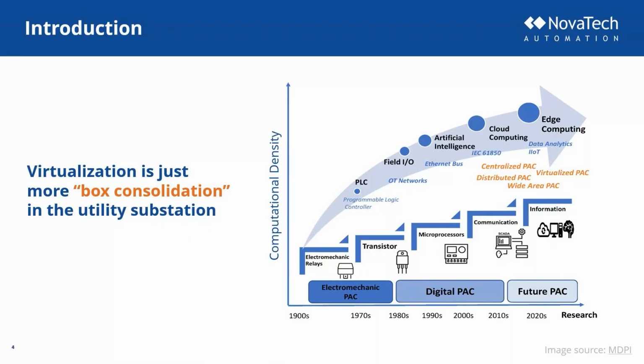Growth in communications, networking, and compute technologies has led to greater advancements for protection, automation, and control system design. And this graph illustrates just how PAC design and PAC technologies have changed over the years. But it also showcases some of the possibilities for the future.